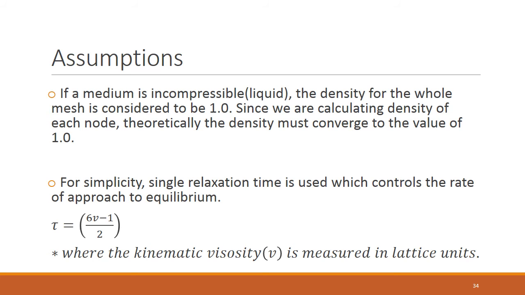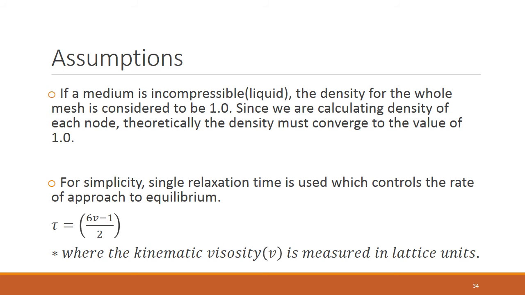And the second part is the tau. Remember a long time ago we talked about the streaming and collision equation. There's a term 1 minus 1 divided by tau. So this is the tau, which is defined by 6 times kinematic viscosity minus 1, divided by 2. It's a single relaxation time which is used to control how the system approaches the equilibrium state. We also have multiple relaxation time, which is more complex, but there are a lot of ways to calculate how fast the system is going to reach the relaxed equilibrium.